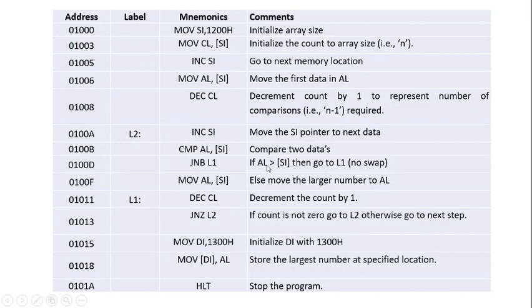Otherwise, if AL has a lesser value compared to the next byte, we will swap it. So we will move the next byte, which is larger, to AL. Now we will decrement the count by 1. If the value of CL is non-zero, then we will go back to the comparison step. Otherwise, we will initialize our destination index, where we have to store our final result, and move the content of the AL register to that location, which will be our largest number.